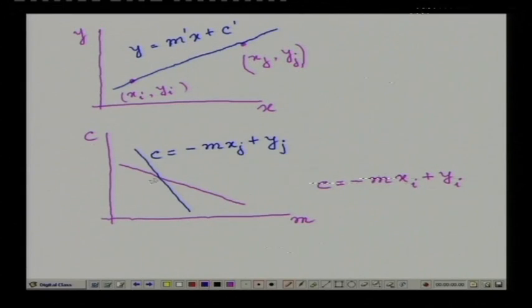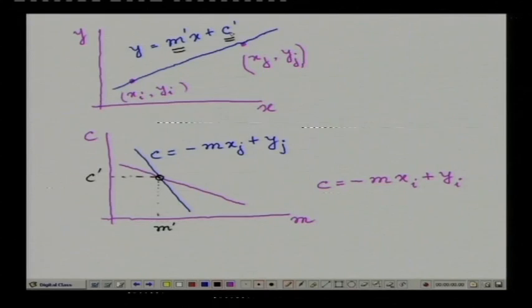And you find that the point at which these 2 straight lines meet, that is this particular point, is the one which gives me the values of m and c. So, this will give me the value of m dash and c dash, and this m dash and c dash are nothing but the parameters of the straight line in the x y plane which passes through these two given points x i y i and x j y j.